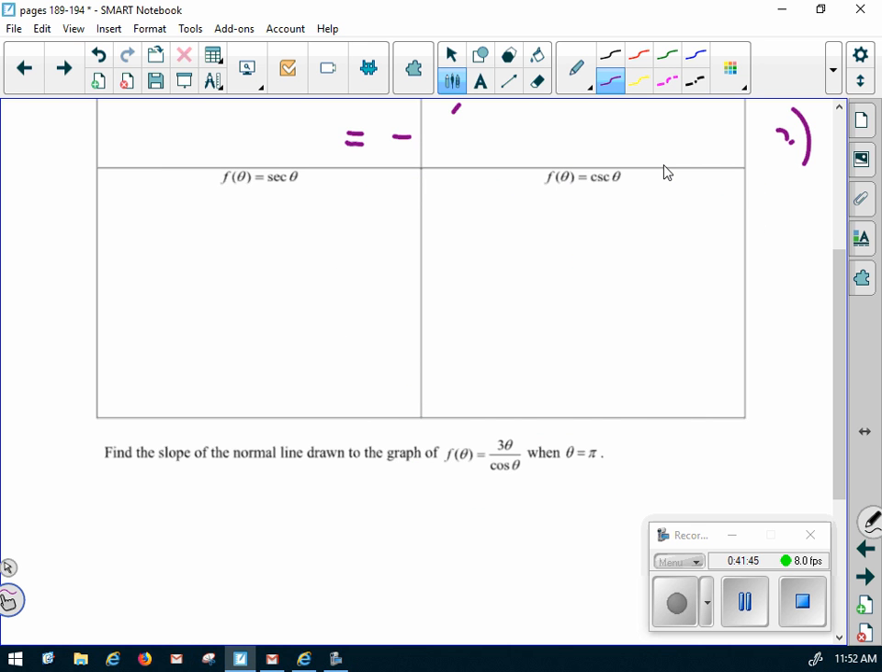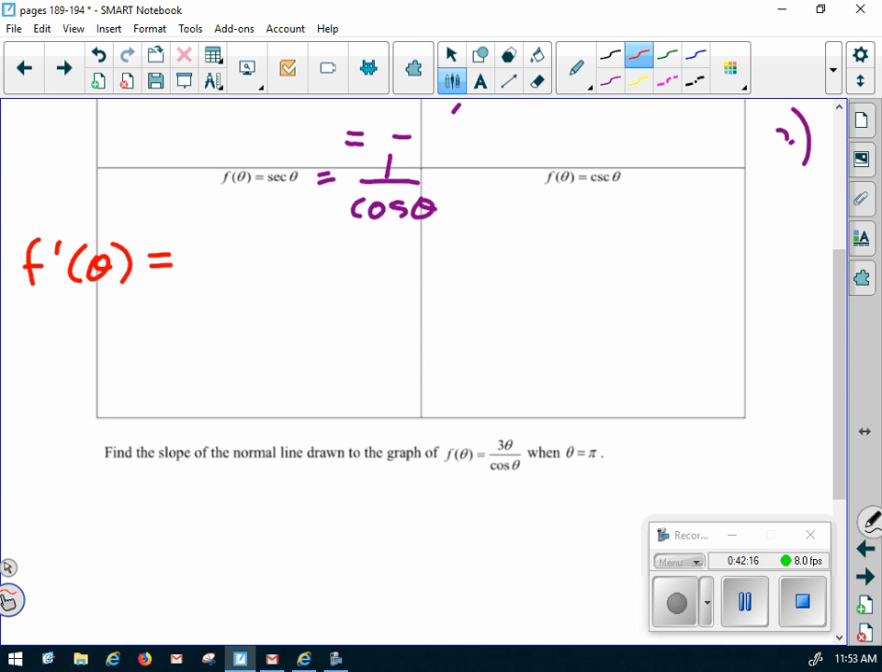Secant theta. Okay, think about what you know so far. Can you make an educated guess about what the derivative of secant theta might be? Okay, let's see. Can we write secant as a fraction? 1 over cosine theta.